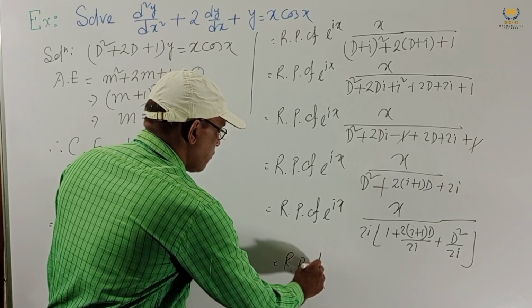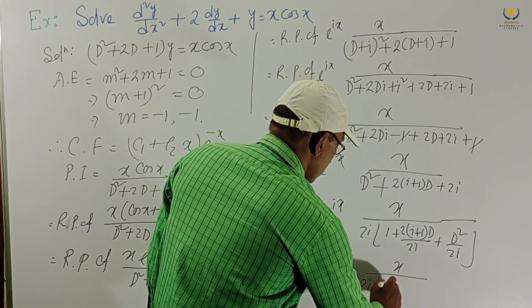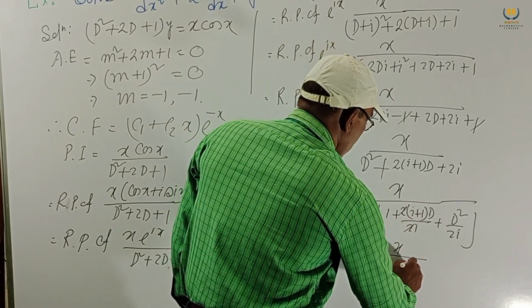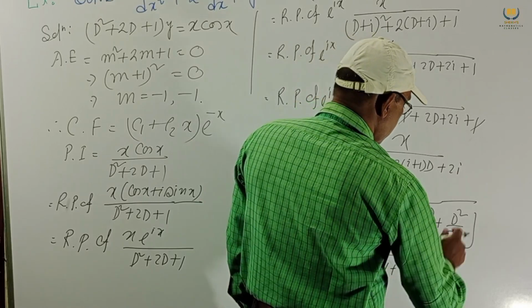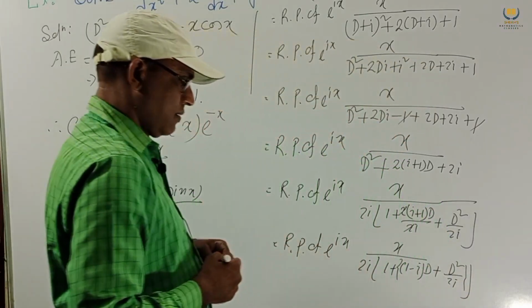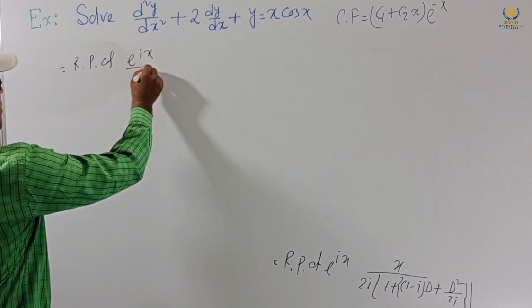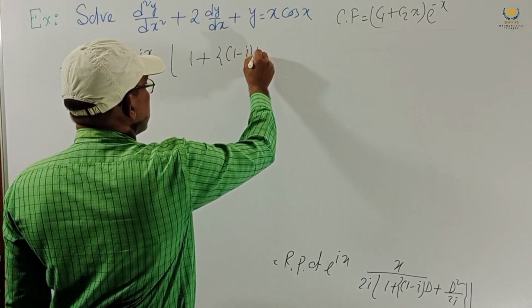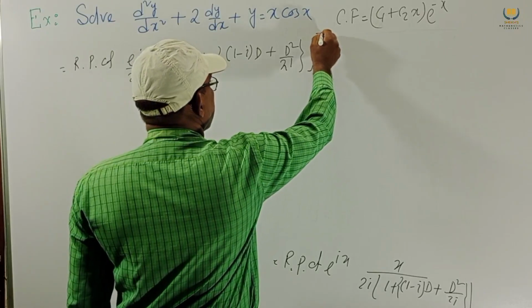So this will be real part of e to the power ix by 2i, the 2 cancels and i by i is 1, 1 by i is minus i, so (1 minus i) D remains, and D square by 2i remains the same. We write this within brackets. So this will be real part of e to the power ix by 2i, and this one taking in the numerator: (1 plus (1 minus i) D plus D square by 2i) whole to the power minus 1.